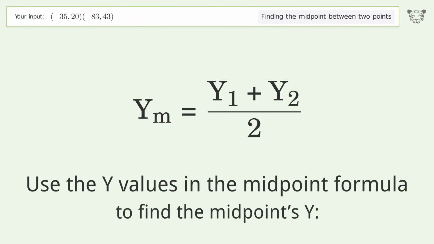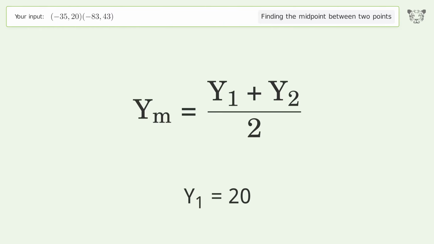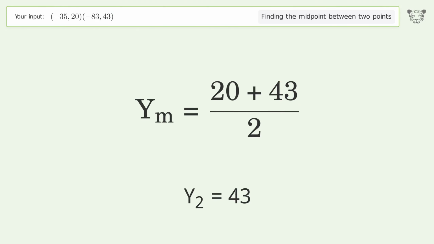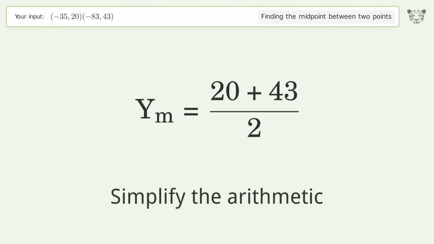Use the y values in the midpoint formula to find the midpoint's y. y1 equals 20. y2 equals 43. Simplify the arithmetic.